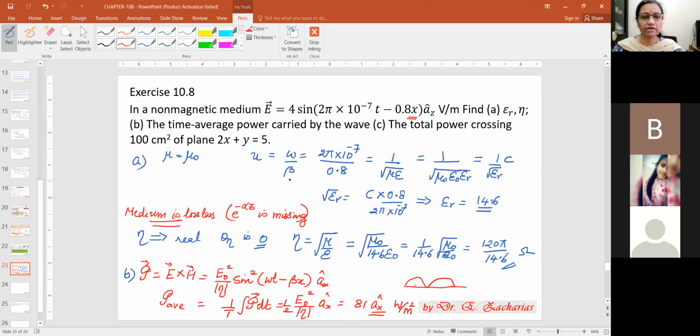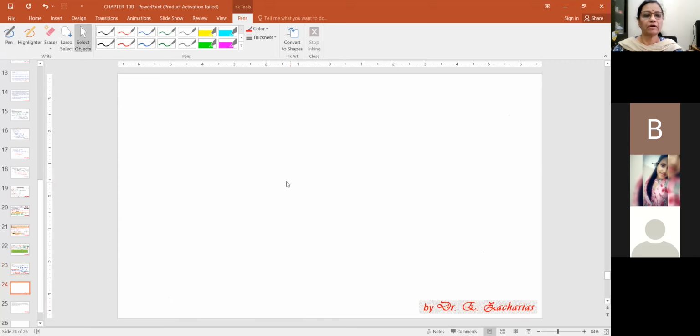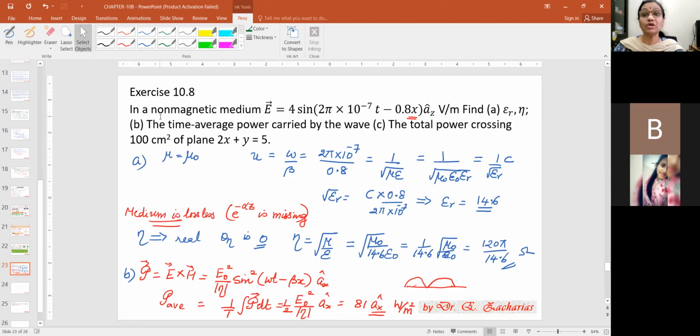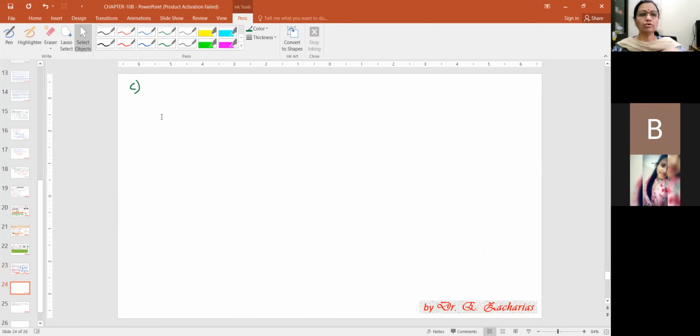This is slightly tricky. Please follow. What is the C part of the problem? The C part is finding the total power crossing 100 centimeter square of a plane defined by 2x plus y equal to 5. What is the total power crossing a plane area of 100 centimeter square, defined by the plane 2x plus y equal to 5? So how do you do that part?